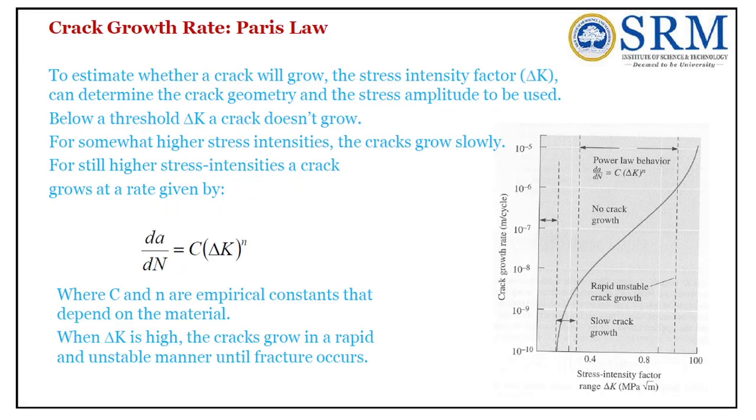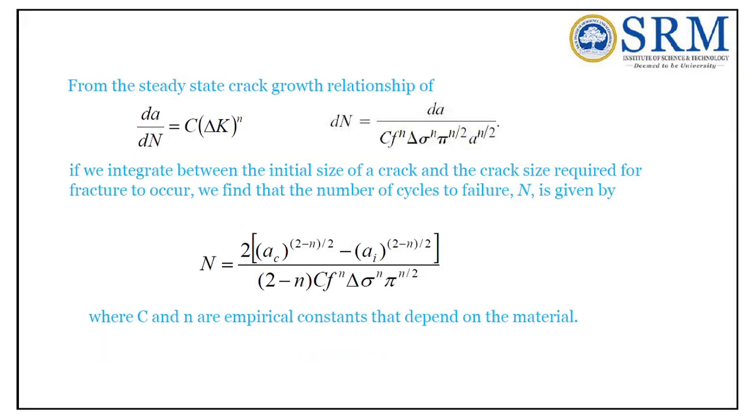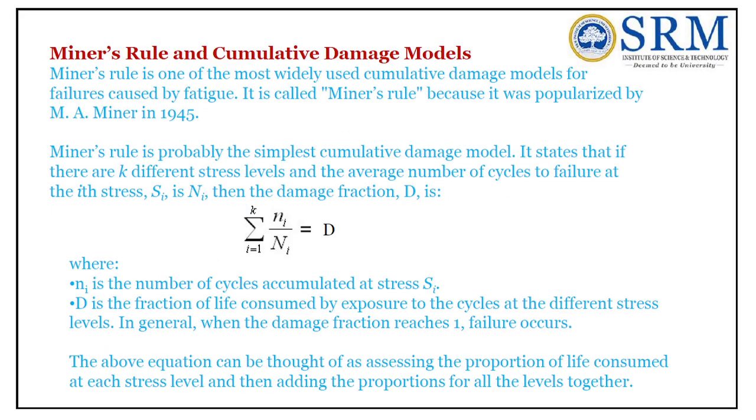So for Paris law, there is another form we call the Paris law, which is used for finding the behavior at stage 2. da/dN is equal to C into ΔK to the power n. This is the Paris law behavior which can be calculated. In this stage 2 of fatigue crack, where ΔK is high, the cracks grow in a rapid and unstable manner until fracture occurs. Right, the next damage model is called Miner's rule, a cumulative damage model.